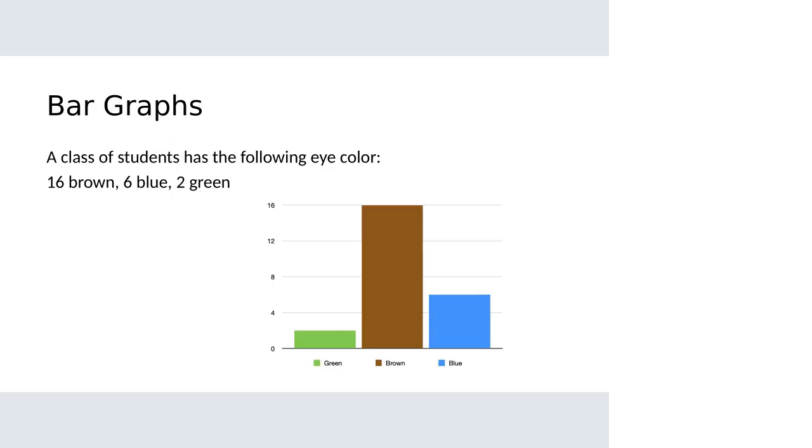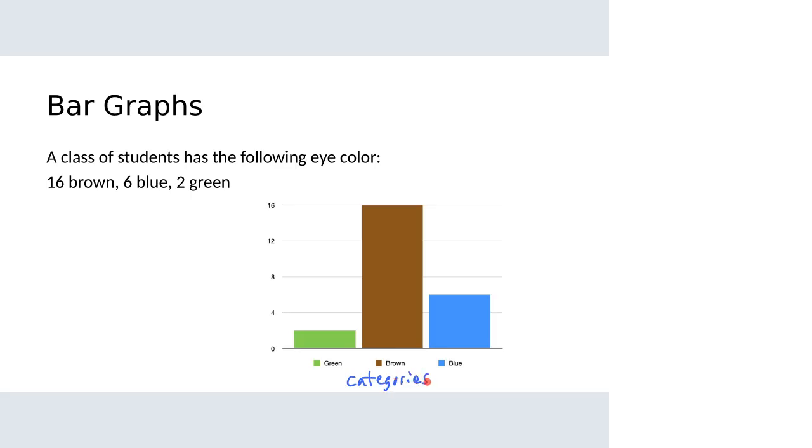Here's an example of a bar graph. A class of students has the following eye color data. 16 students have brown eyes, 6 students have blue eyes, and 2 students have green eyes. And we can see right over here is our bar graph. Our x-axis, our horizontal axis, that's where our categories are.